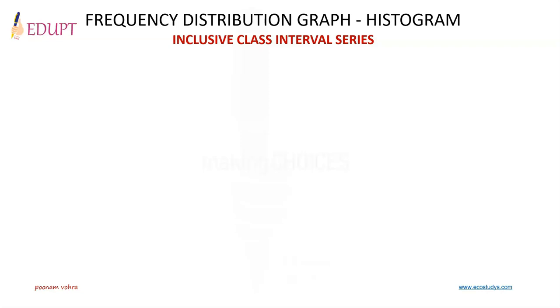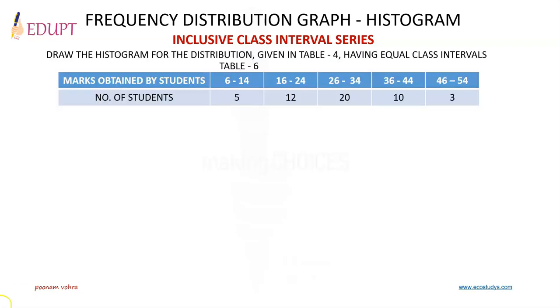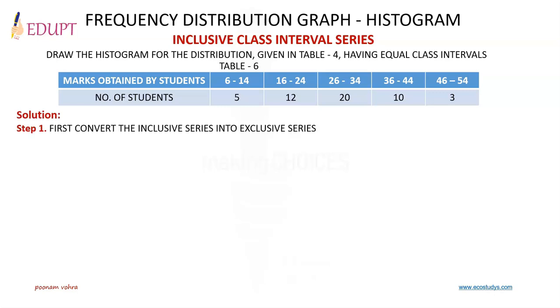of this illustration on marks obtained by students and number of students. One can notice that marks obtained are in inclusive series of class intervals and number of students are frequencies. So let us understand step by step. First step would be to convert the inclusive series into exclusive series. Although you have done this earlier, we shall repeat.